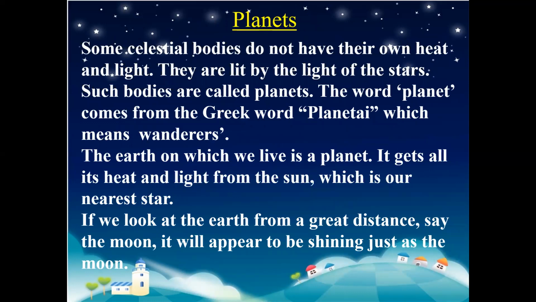Then students, there are some celestial bodies which do not have their own heat and light, and they are lit by the light of the stars. And these celestial bodies are called planets. The word planet comes from the Greek word planetai, which means wanderers. The earth on which we live is also a planet. It gets all its heat and light from the sun, which is our nearest star. If we look at the earth from a great distance, say the moon, it will appear to be shining just as the moon.